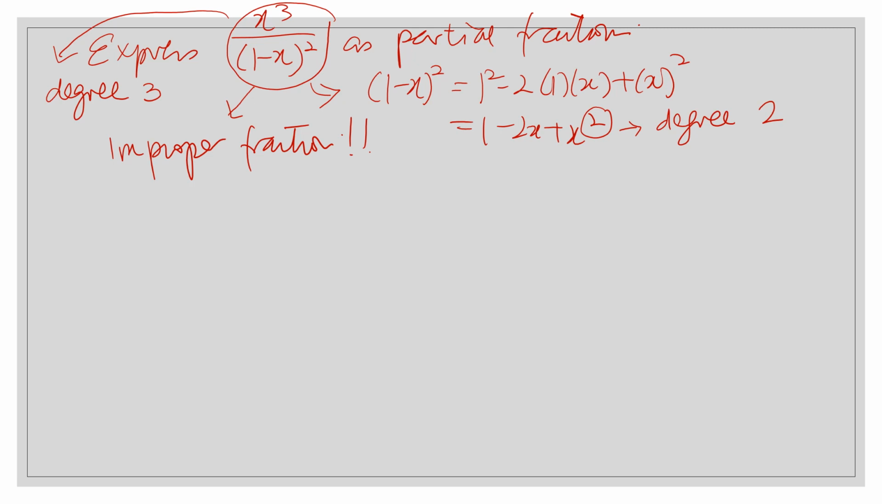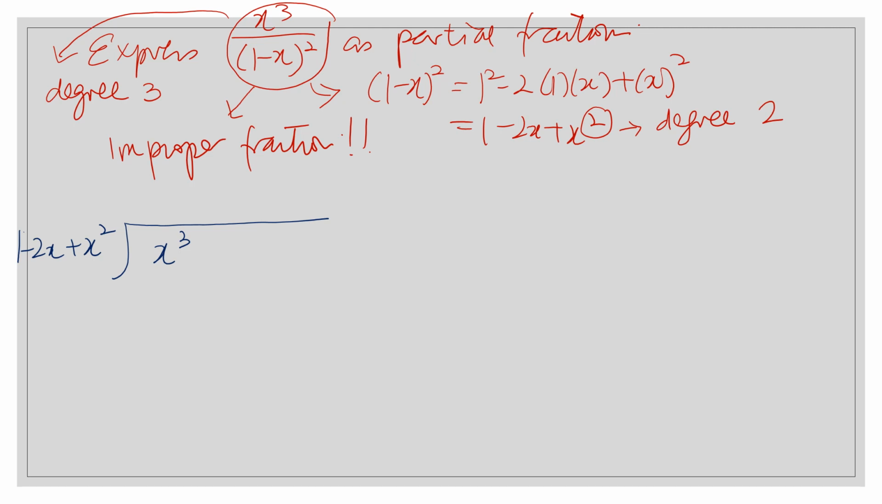All right, how do we do it? We need to carry out the long division process. So your dividend is x cubed, and the divisor is 1 minus 2x plus x squared. If you've already forgotten how to do long division, you can look at the videos I've done earlier. I can put a link to this video.